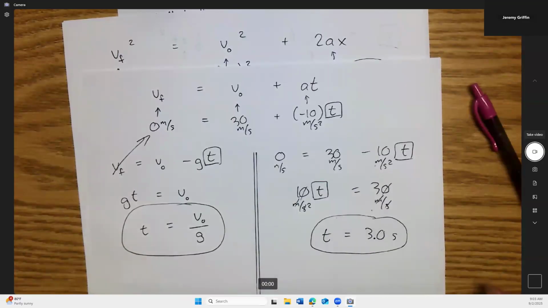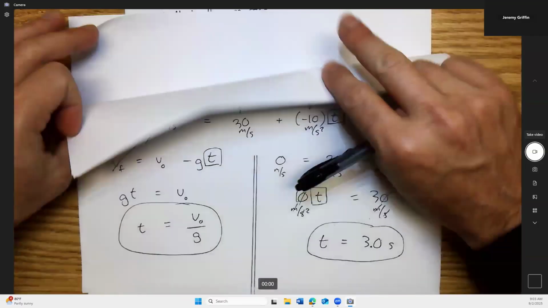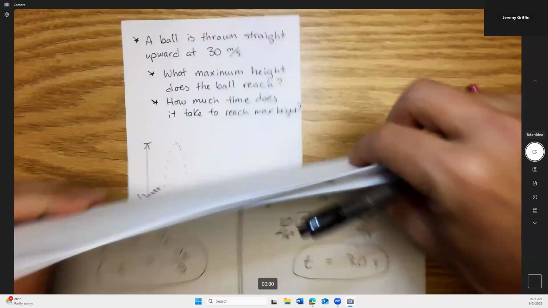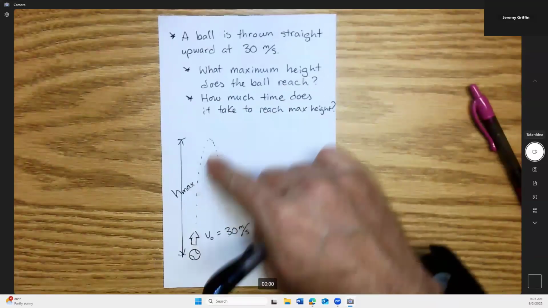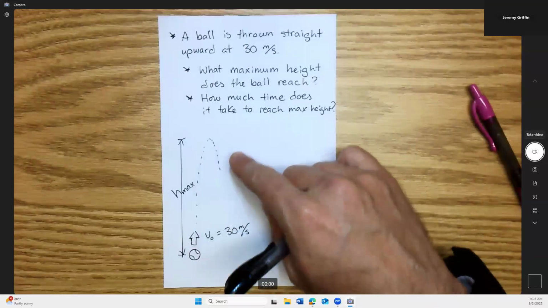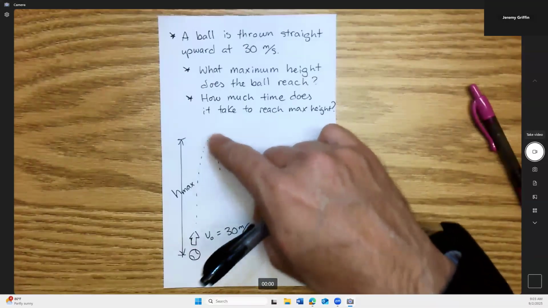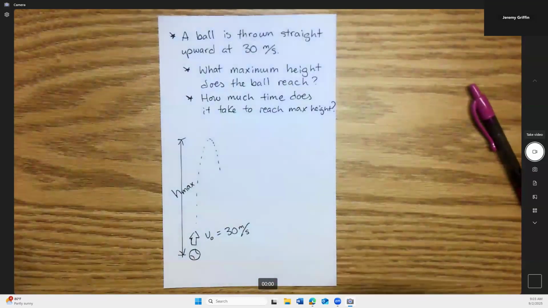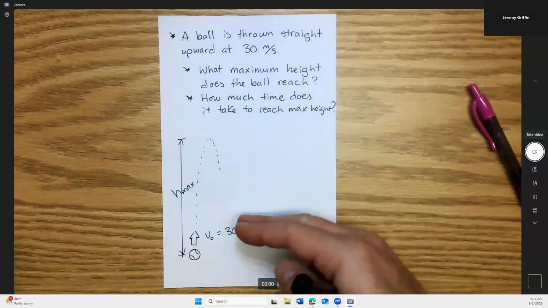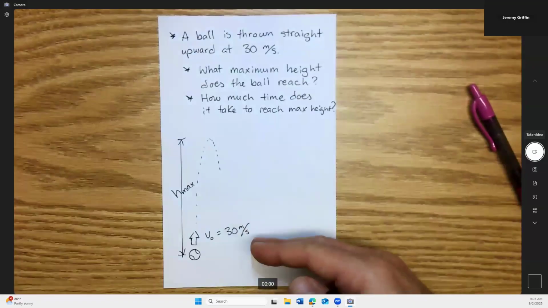Okay. How about this? This was throwing the ball straight up at 30 meters per second. We said the ball would reach maximum height at 45 meters and would take 3 seconds to get there. Is that right? Okay. What about starting from the top and coming back down to ground level? Do you think by symmetry it would also take 3 seconds to come down and it would also be falling 45 meters?